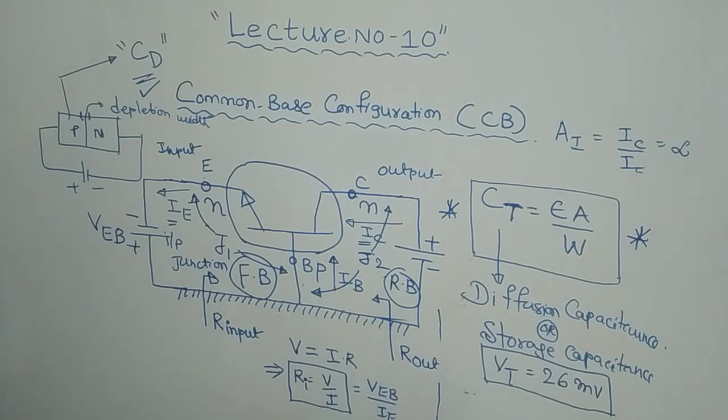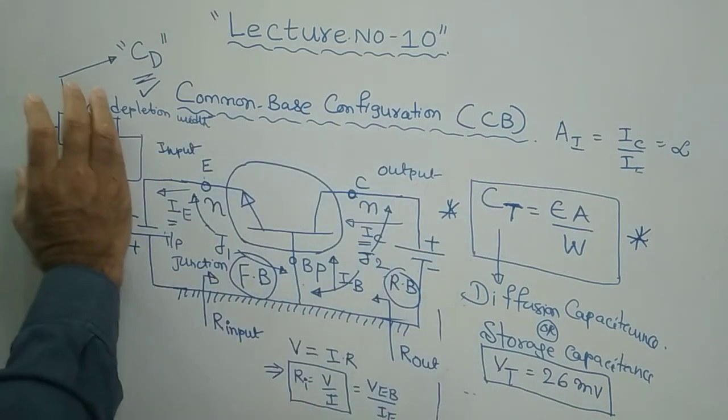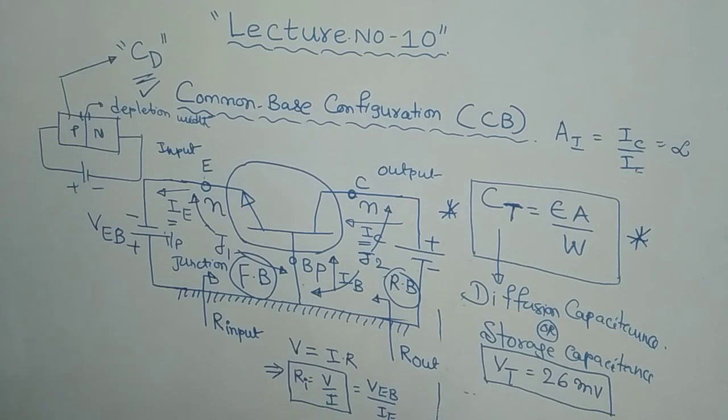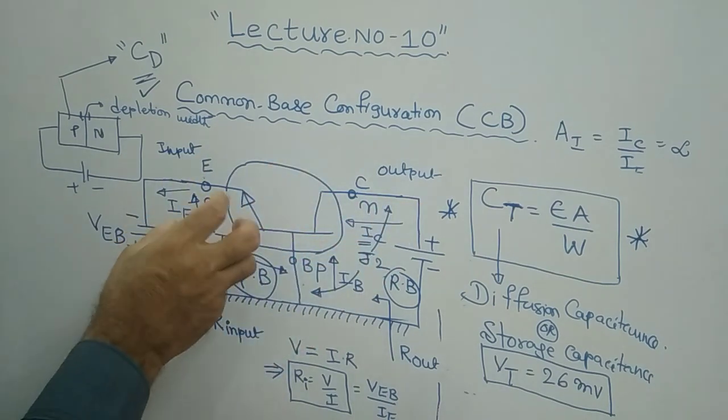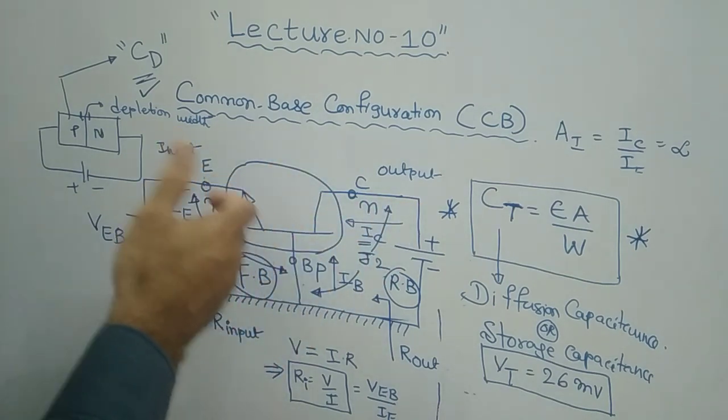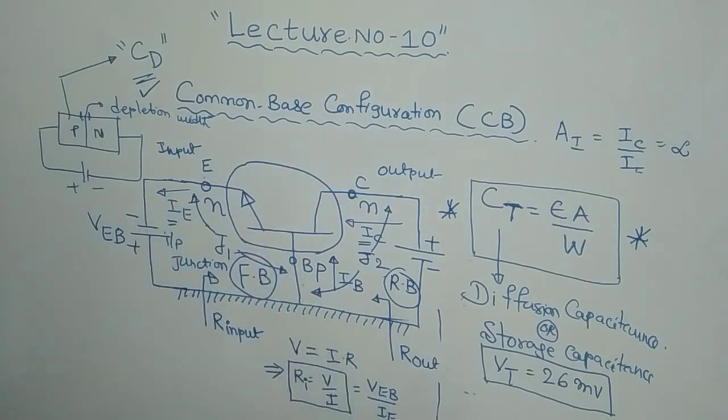Why am I explaining all this? The same concept will come in the transistor also, because in the earlier presentation I already told you that a PNP transistor internally has two PN diodes.